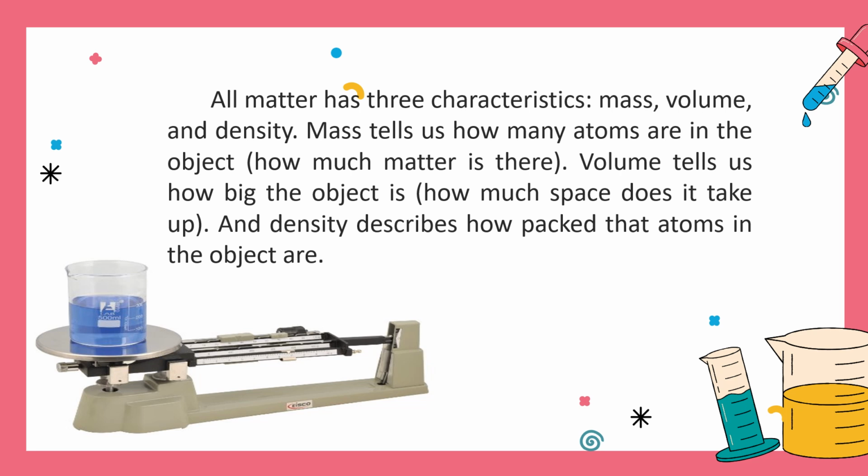All matter has three characteristics: mass, volume, and density. Mass tells us how many atoms are in an object, how much matter is there. Volume tells us how big the object is, how much space it takes up. And density describes how packed the atoms in the object are.